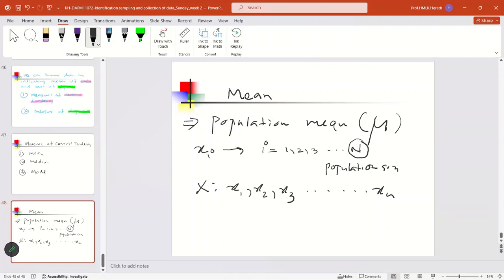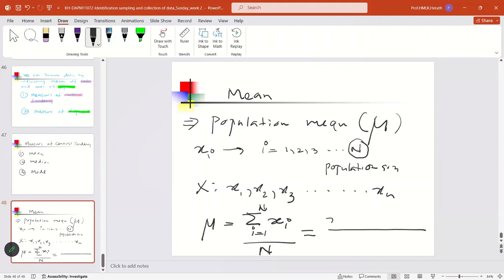Then we estimate mu by taking the summation of xi, i equal to 1 to capital N, divided by capital N. This is none other than x1 plus x2 plus up to xN, divided by capital N. So this is called the population mean, which is a parameter that we know.